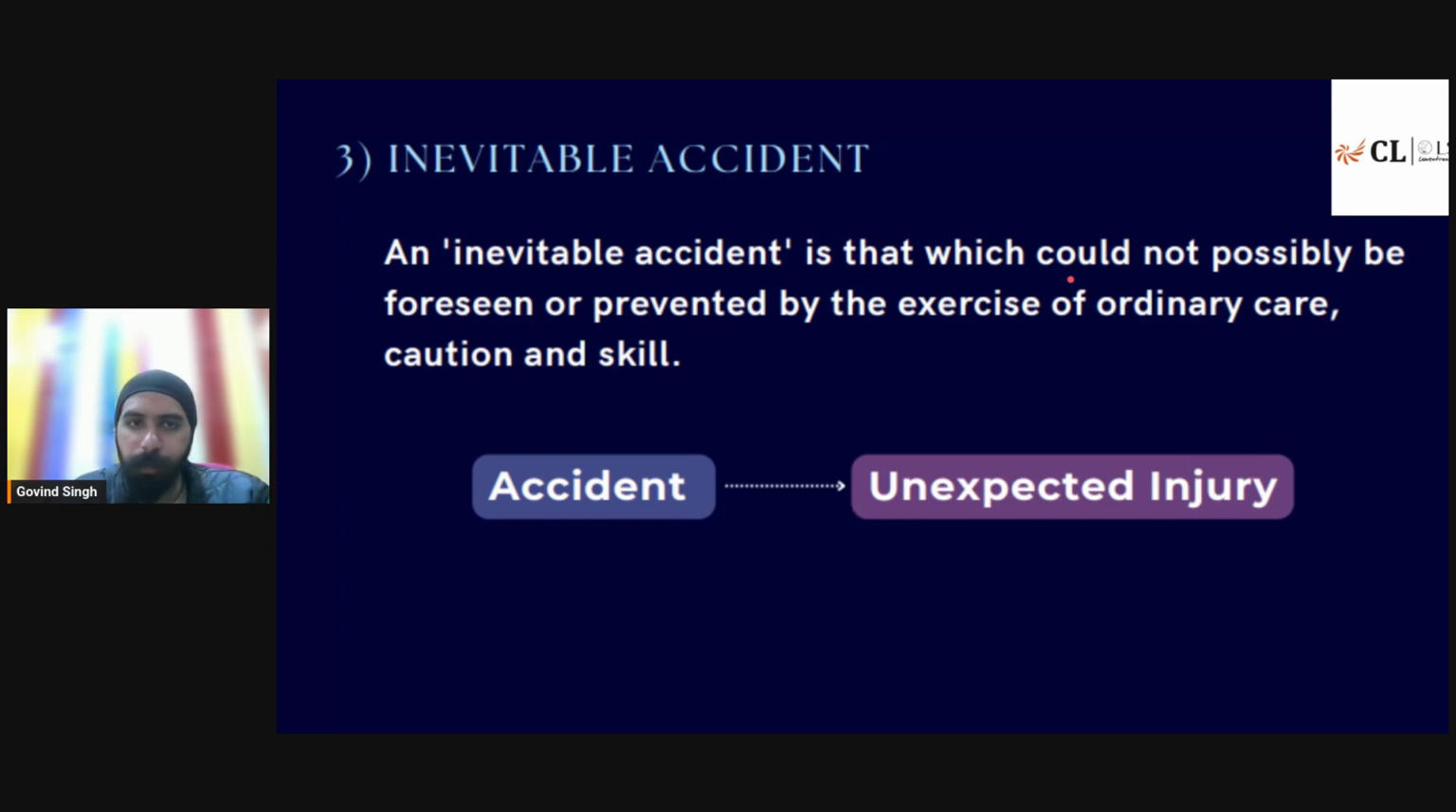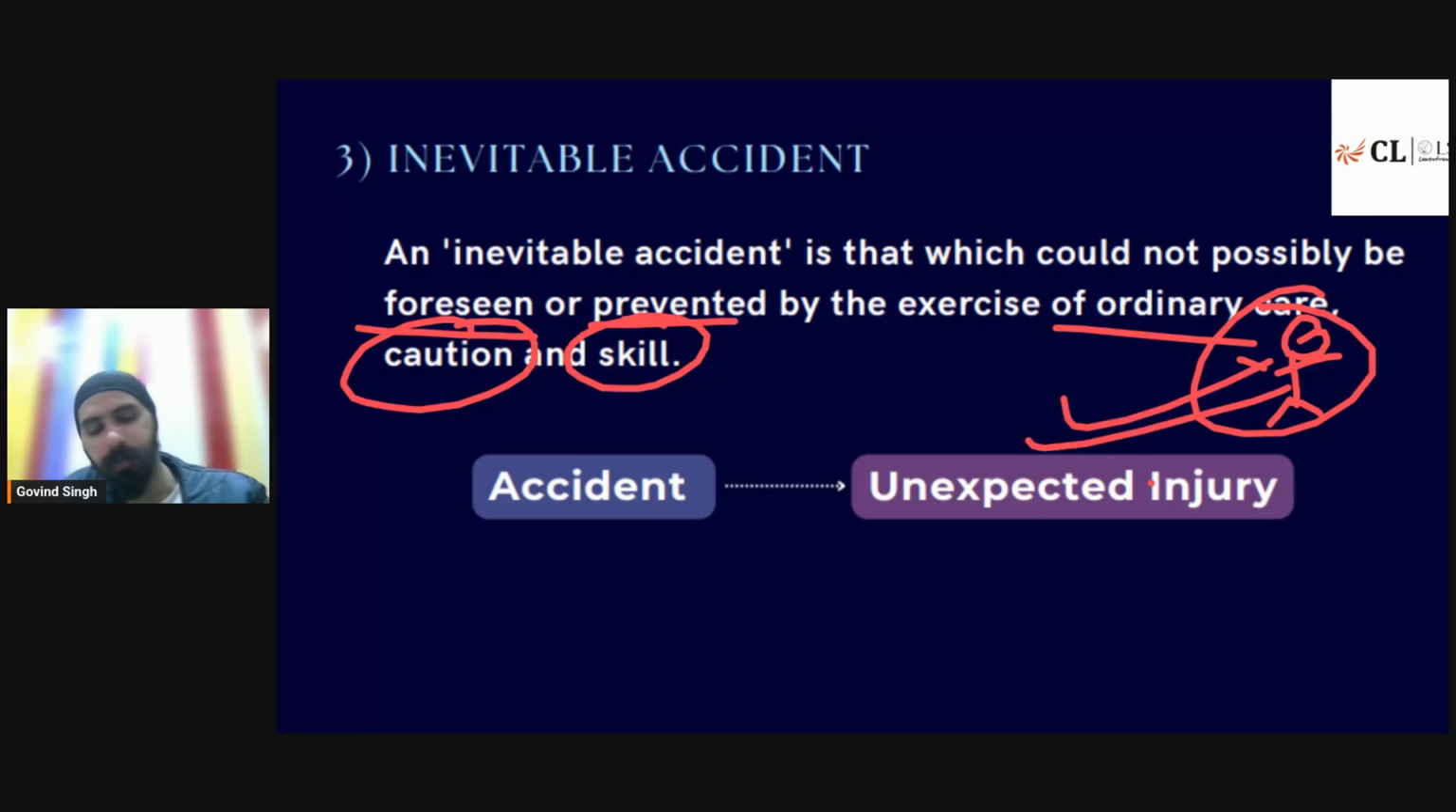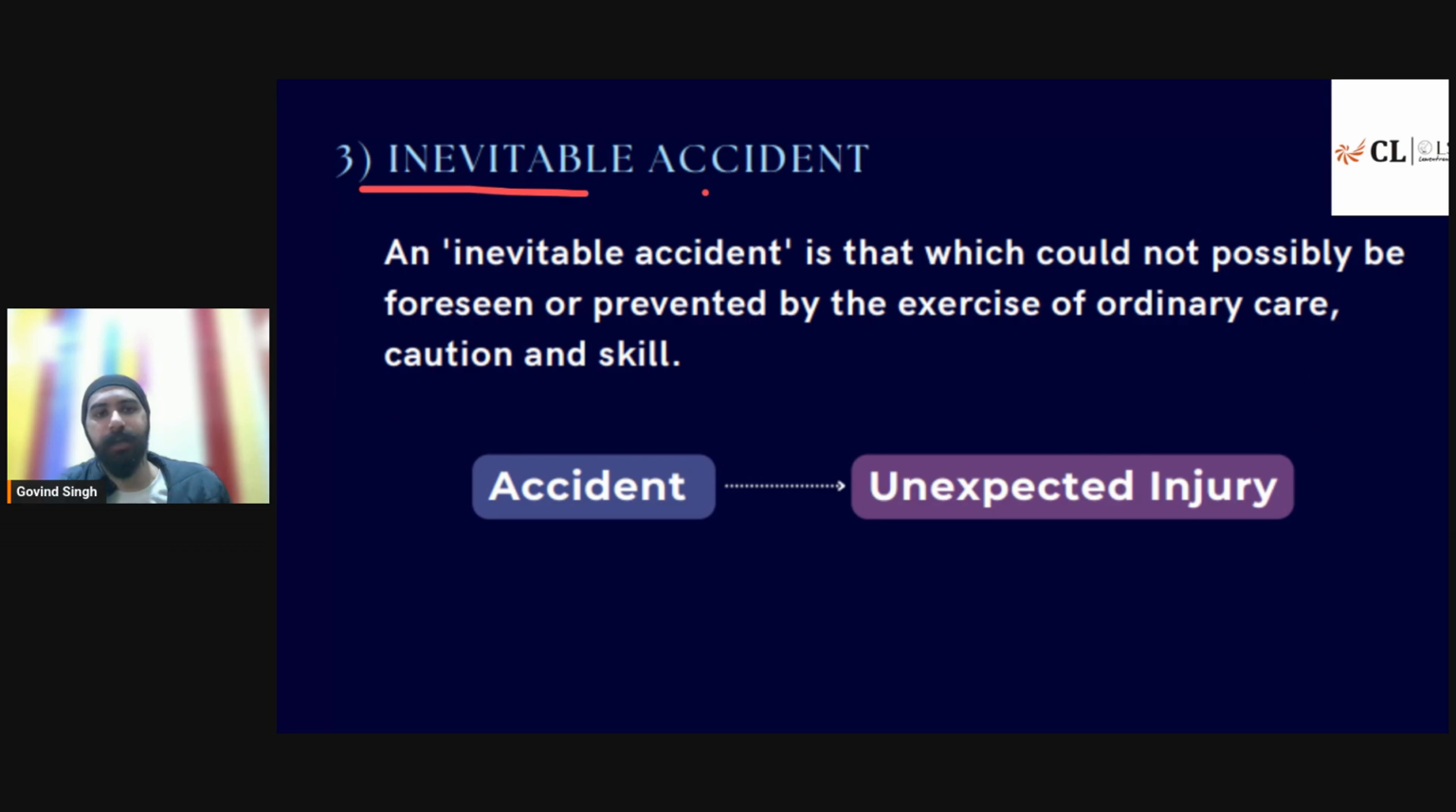No, you would not be, because you exercised ordinary care and caution. You saw that there was no one nearby, and you were in an authorized hunting zone. You were proceeding with caution and skill. But due to an accident which you could not have foreseen or prevented, this person suffered injury. So in this case, he would not be able to claim damages, and you would not be liable to give damages. Okay. So this is the defense of inevitable accident, an accident which you cannot prevent.